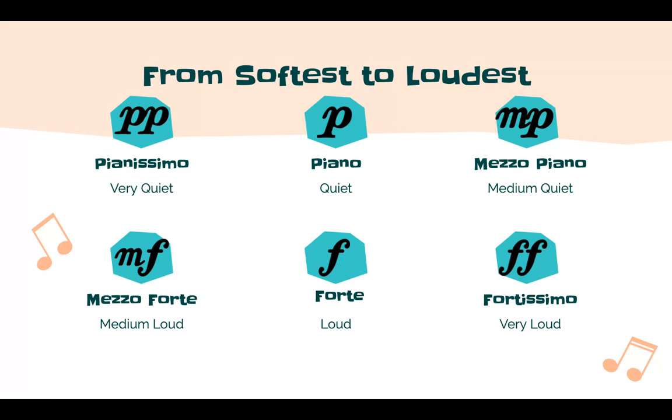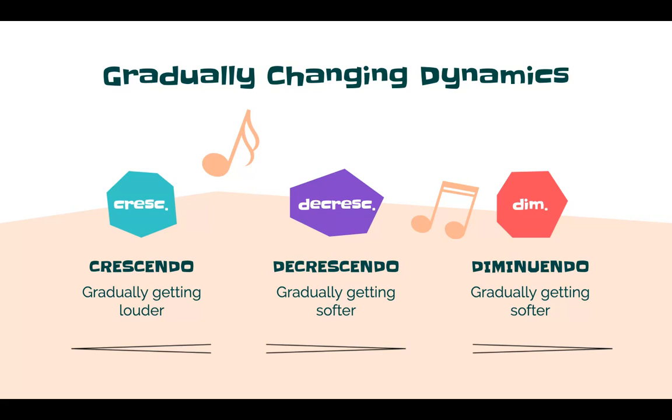Now let's look at all of these dynamic markings we just talked about from softest to loudest. Pianissimo means very quiet. Piano is quiet. And then as we're approaching our halfway point, we have mezzo piano, which is medium quiet or half quiet. And our other halfway marking is mezzo forte, which is medium loud or half loud. Continuing on that spectrum, we are at forte, loud or strong, and then fortissimo, very loud.